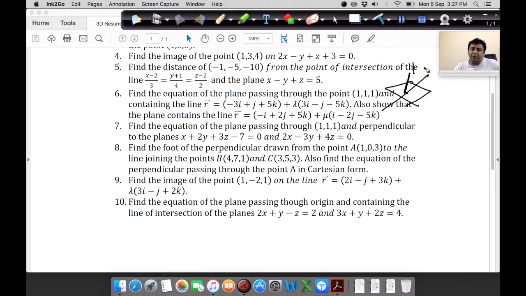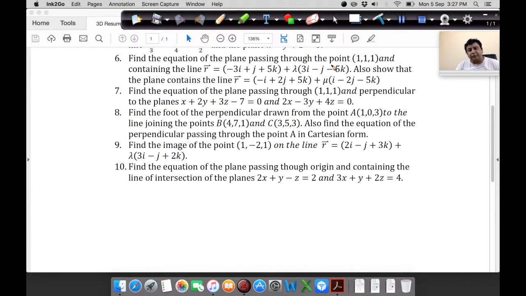So that we can find using the distance formula. Got it? So there is a plane, there is a line that intersects it, and there is some second point, and that point's distance from this point is to be found out. So that's what this whole question is about. Fine.